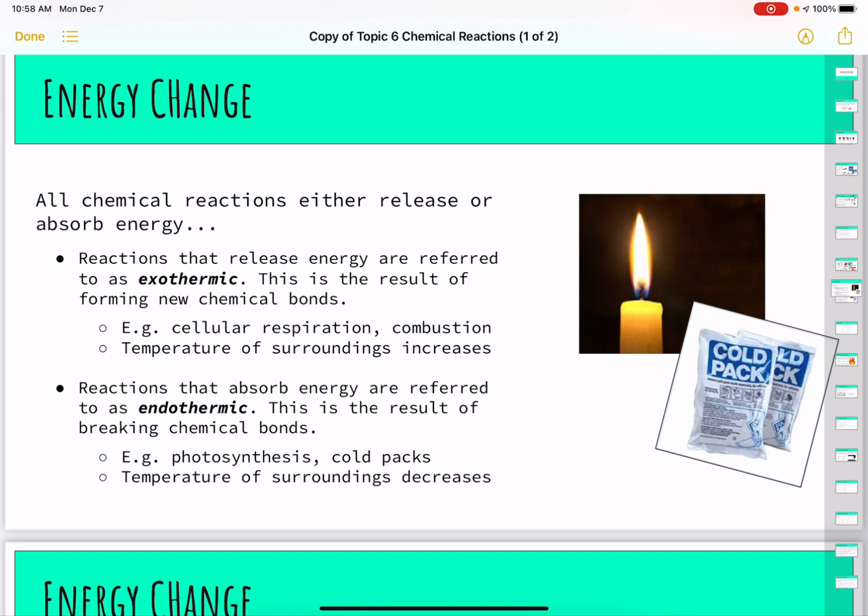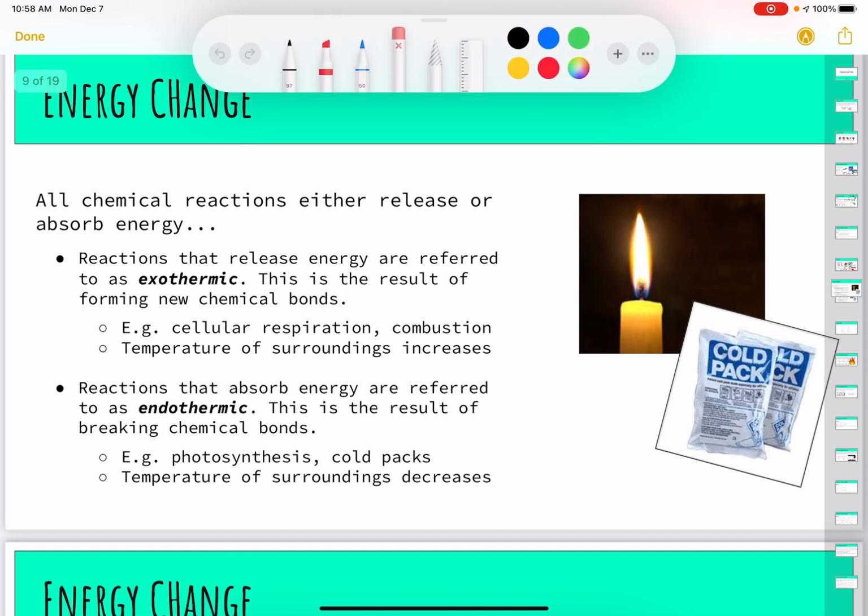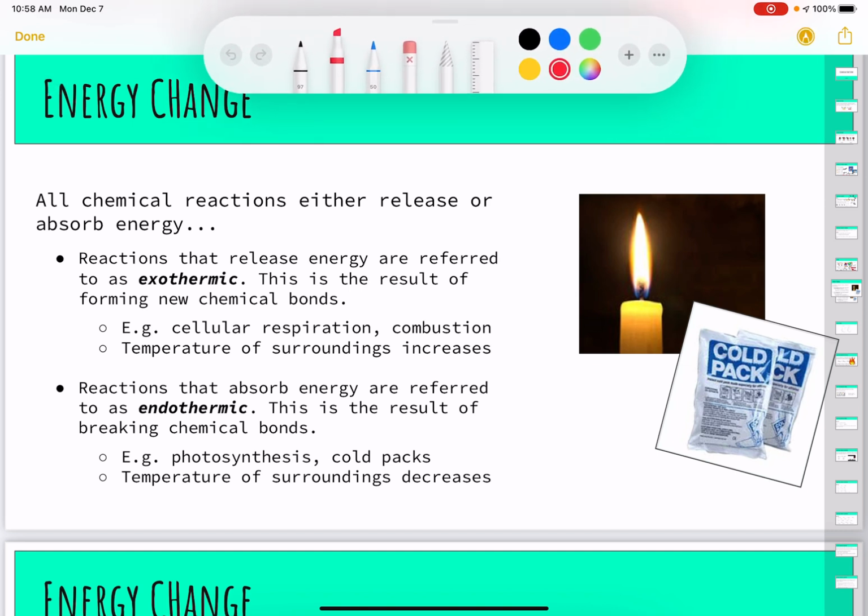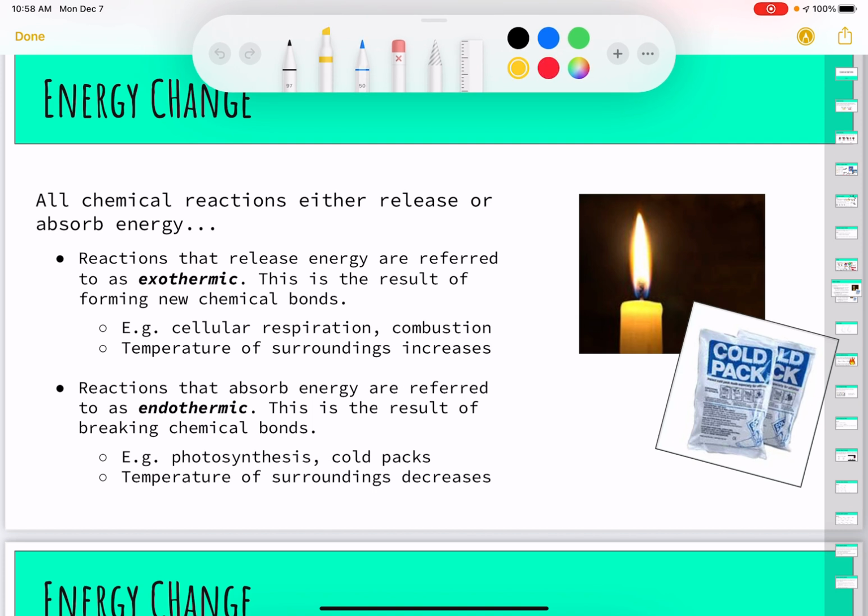So some examples of exothermic reactions are cellular respiration, and if we don't know what that is, that's happening inside our body. That's what our body does to create energy or convert energy in our cells. Cellular respiration. And combustion is our typical one that you guys might know about. Combustion is like something catching fire. So those would be considered exothermic. They're releasing energy into the environment.